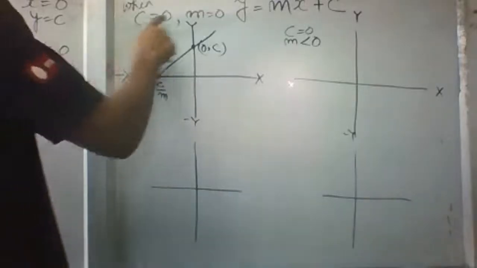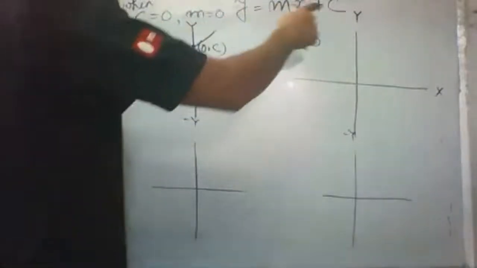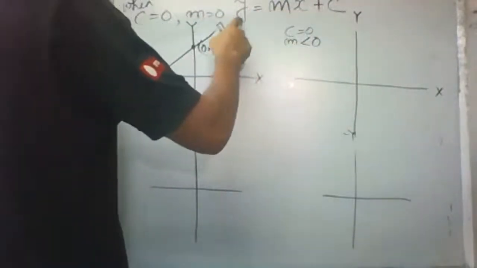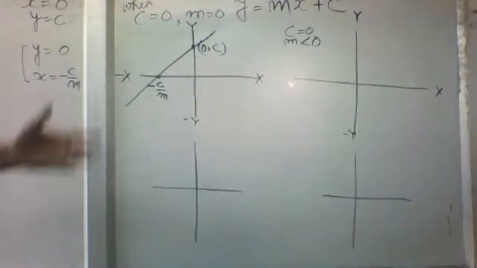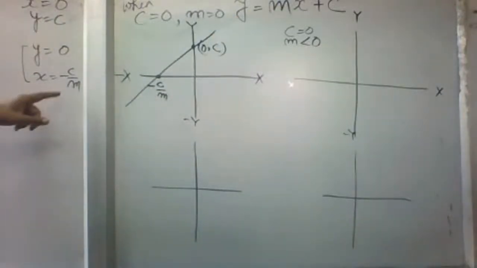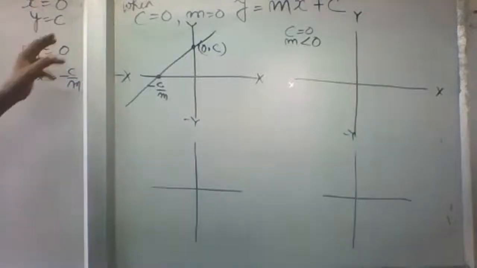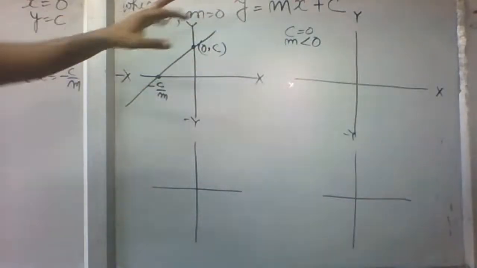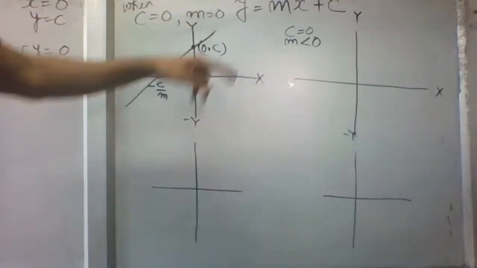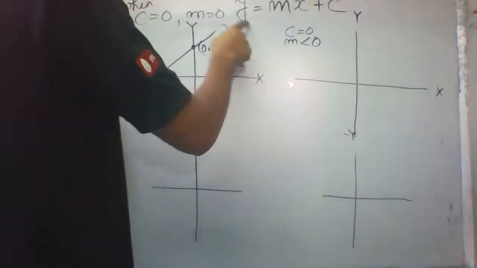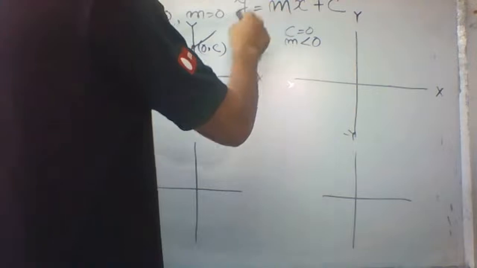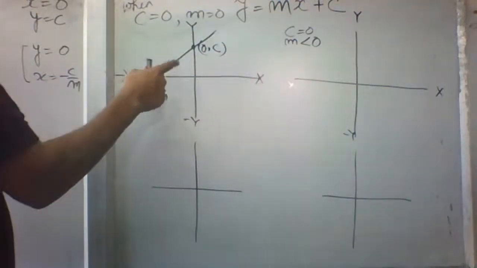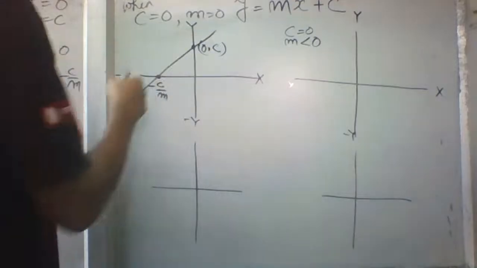Put c is equal to 0 over here. You got c is equal to 0 and m is equal to 0. Then at that time y was equal to 0. And when y was equal to 0, it means x was having this value. When m was equal to 0, you are getting the second value. Now y is equal to c. When y is equal to c, x is equal to 0. And this is the straight line we have formed.